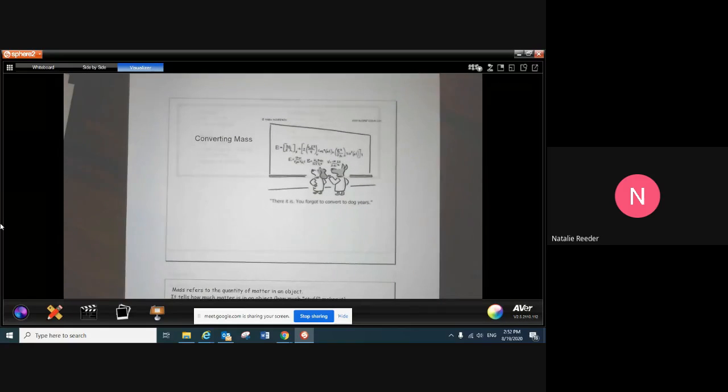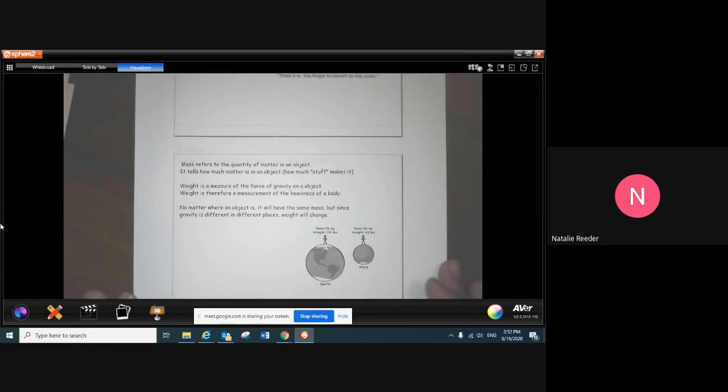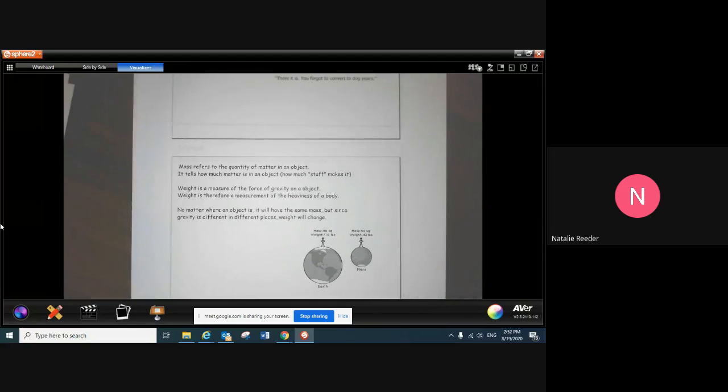Today's lesson is on converting mass. So let's get an idea as to what the difference between mass and weight is. Mass refers to the quantity of matter in an object. It tells how much matter is in an object, so how much stuff makes it. Weight is a measure of the force of gravity on an object. Weight is therefore a measurement of the heaviness of a body.